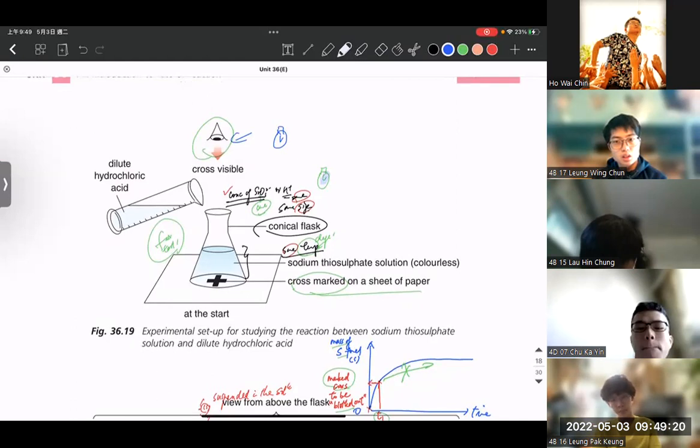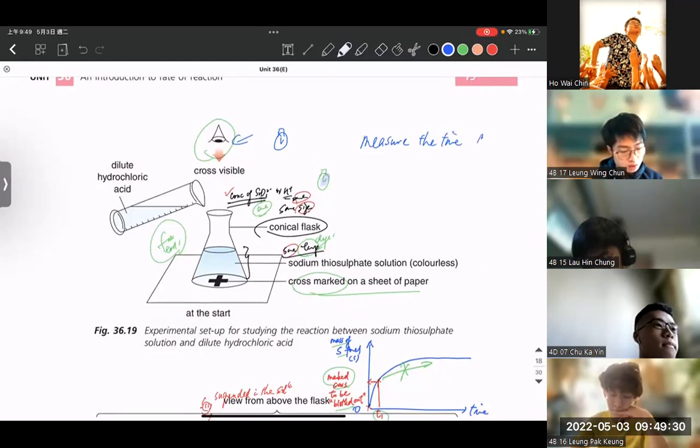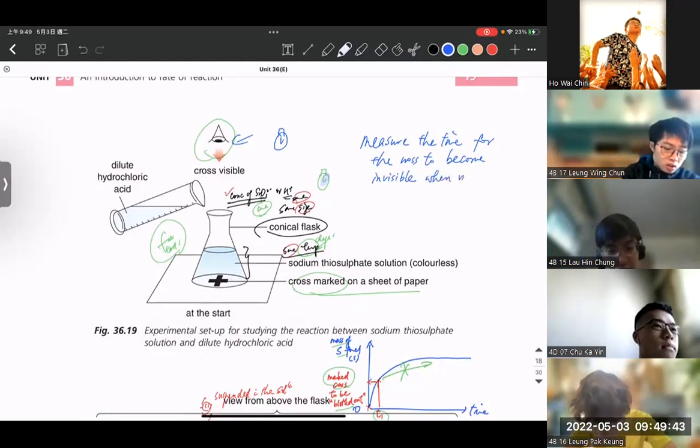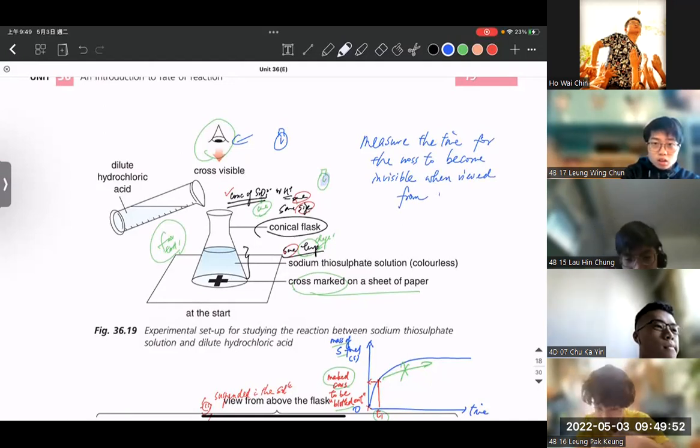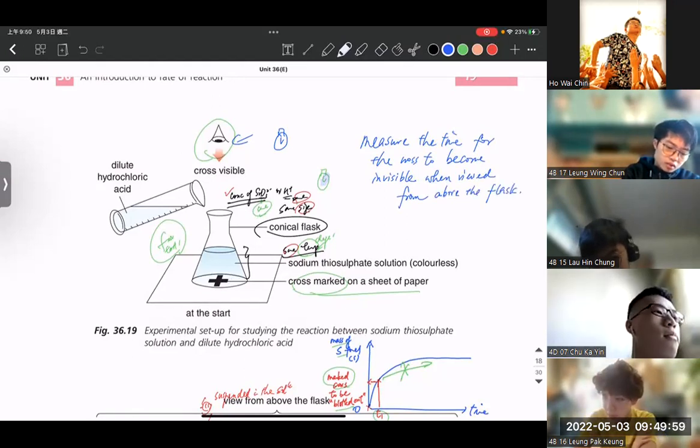Questions? So once again, I need to tell you, you are going to measure the time for the cross to become invisible when viewed from above the flask, which means this, okay? View from above the flask. Do you understand?